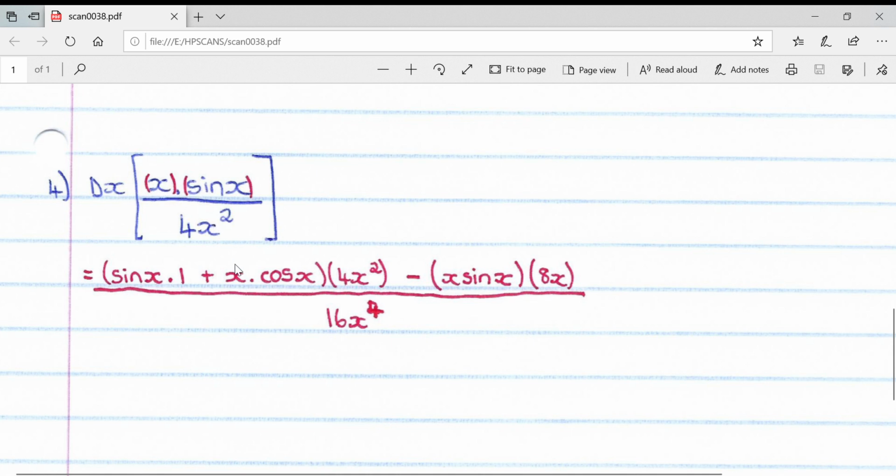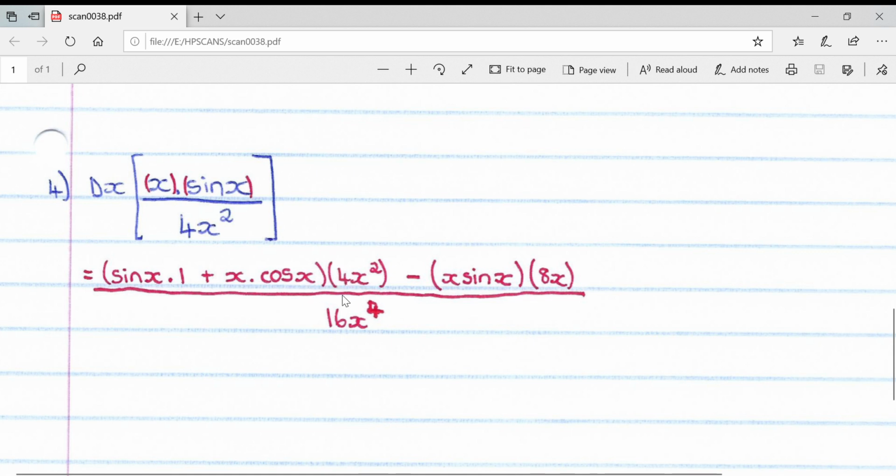So what do we do with the quotient rule? We derive the top term. Now watch carefully. Deriving the top term, we leave the second term, so we leave the second x, multiplied by the derivative of the first term, which is x, plus leave the first term, which is x, multiplied by the derivative of the second term. So the derivative of sine x is cos x, obviously using that table from the beginning.